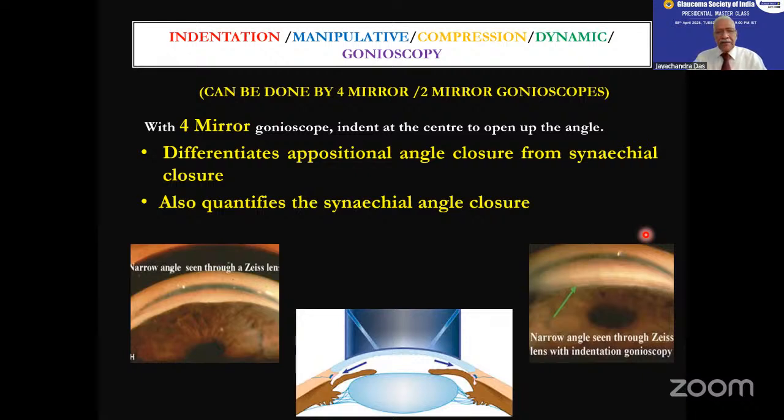In the lower figure, this is the central area where we are putting the 4-mirror gonioscope. On the left-hand side is the angle which is closed. With a little pressure, the peripheral iris opens, the angle is open, and you can see all the angle structures.